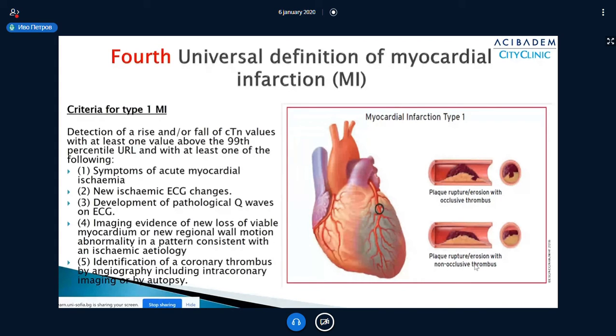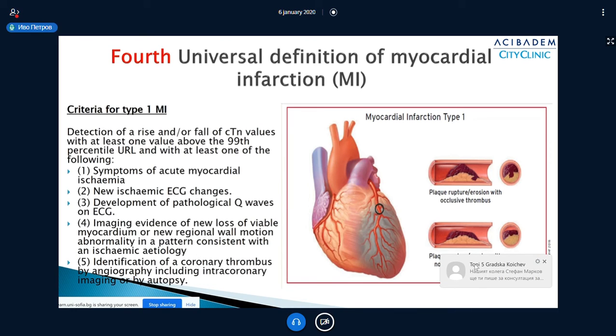So, what are the criteria for myocardial infarction? Here is the fourth universal definition of myocardial infarction. So, the detection of a rise and fall of troponin values with at least one value above the 99th percentile of the norm, and with at least one of the following symptoms.